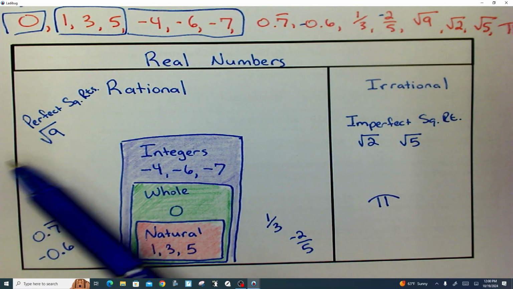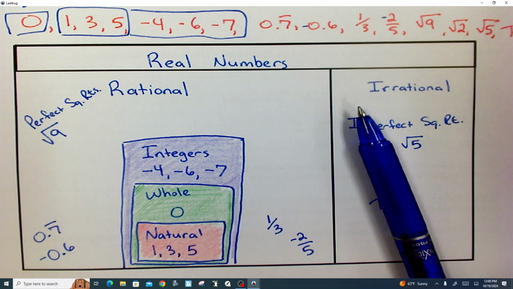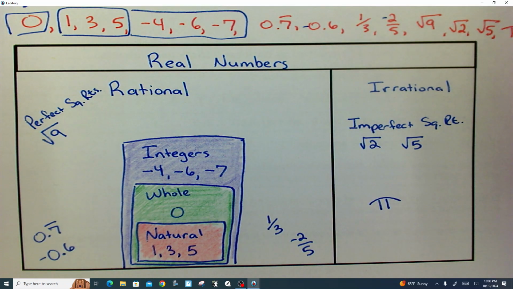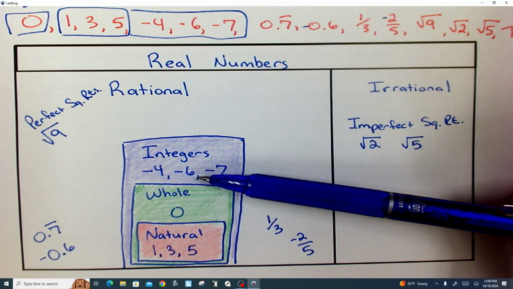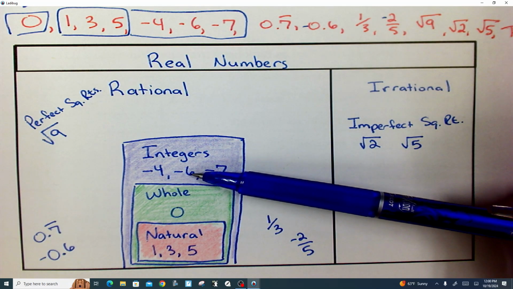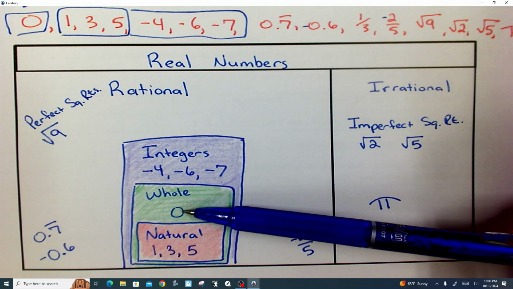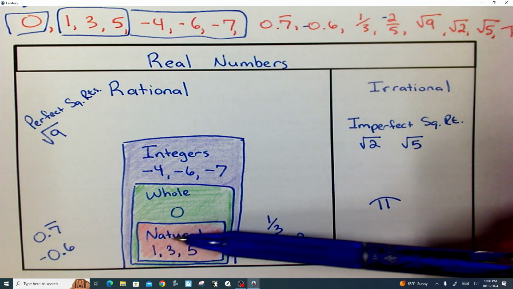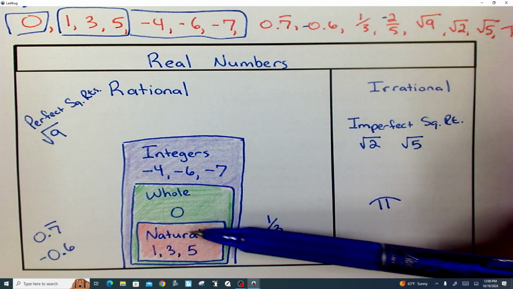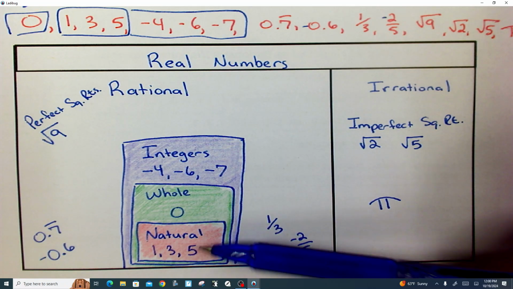If you put all of your rational numbers together with all of your irrational numbers, they are real numbers. The integers are just the negative and positive whole numbers, right? The whole numbers are just 0, and then all of the positive whole numbers, and then your natural numbers are just your positive whole numbers.